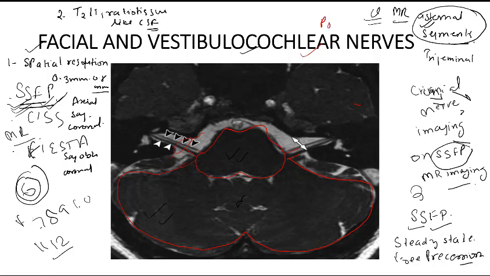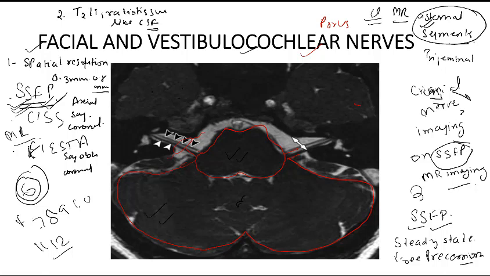What is the porus acusticus? The porus acusticus is basically the intracranial opening of the internal auditory canal. So both of these nerves pass from this cerebellopontine cistern into the internal auditory canal. These black and white arrowheads show you the 7th and 8th cranial nerves, and this white arrow shows you the porus acusticus. Are you able to appreciate these nerves and the contrast between the CSF and the nerves? That's why they are very important.